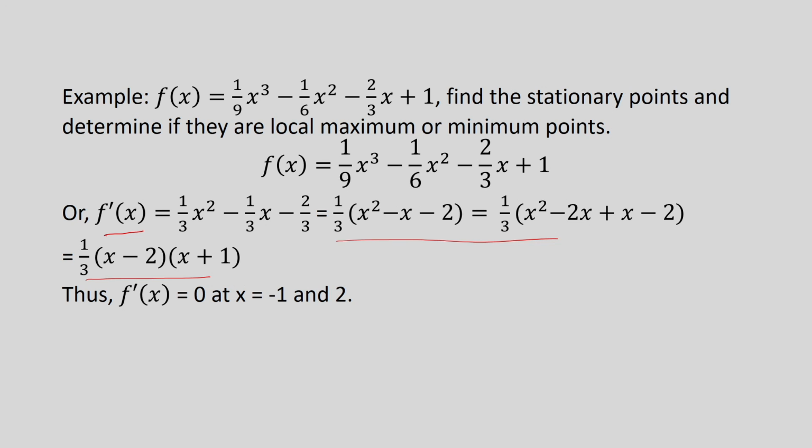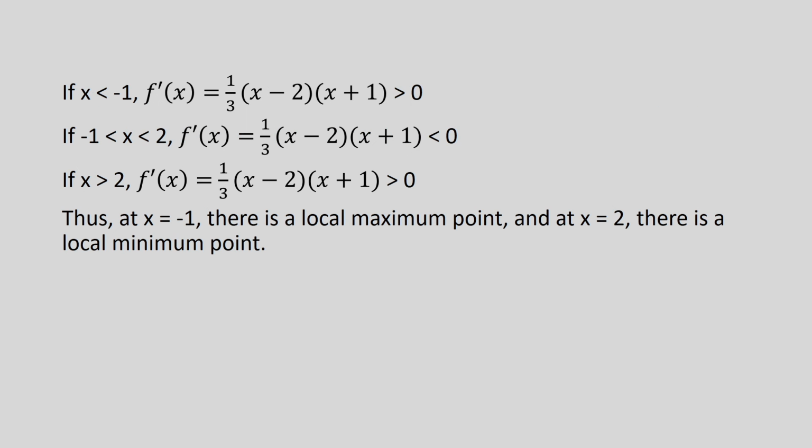Now, how to find the stationary points? We set f dash of x equal to 0. That means this will be equal to 0, which means that either x is equal to 2 or x is equal to minus 1. So, these are the stationary points. So, the first part is done. The stationary points are minus 1 and 2. Now, we have to use the first derivative test to understand whether you have a local maximum or local minimum.